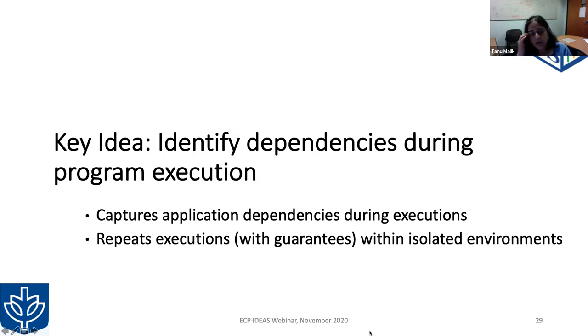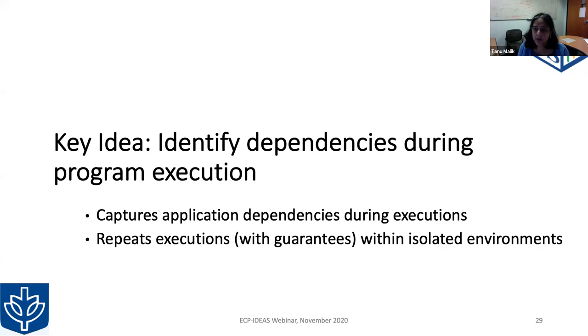So the key idea in SciUnit is to identify dependencies during the program execution. So when your application is executing, it is accessing these dependencies. So why not at that very time copy them into some container-like environment? So SciUnit captures application dependencies during executions, and it also repeats executions within isolated environments with some guarantees. So why a guarantee? Well, if we go back to our Docker container example, a Dockerfile may change. And thus, if it changes, its execution also changes.